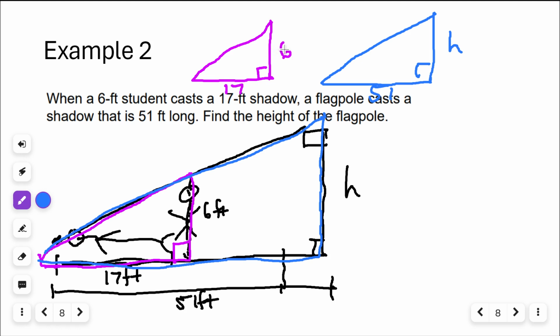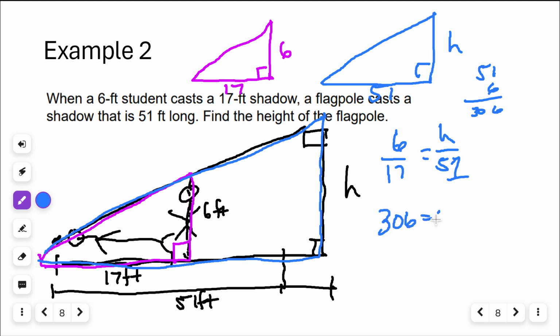So our first ratio will do 6 over 17. And the other one will be H over 51. 6 lines up with the H. 17 lines up with 51. Okay, now we're going to cross multiply. 51 times 6. 6 times 1 is 6. 6 times 5 is 30. So we have 306 equals 17H. Divide both sides by 17 to get H alone. We got to do it by hand.